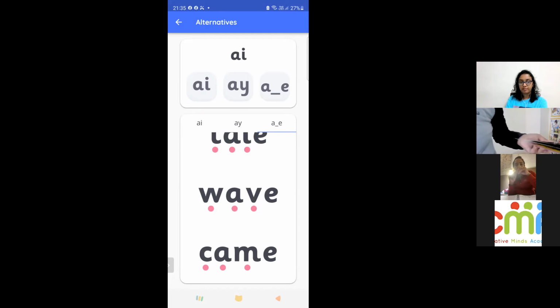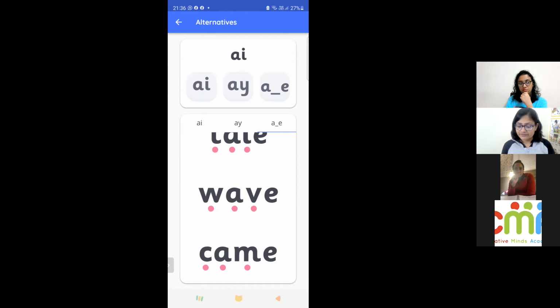Okay, so you can make a train, and on the engine, you can write the sound. Then you can have different compartments. So first day you will teach AI words. Then you can teach magic E words, and then you can teach AY words. This way, you can display the train, or you can make anything.